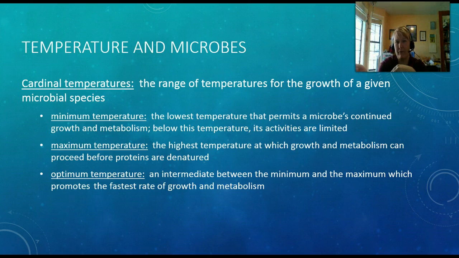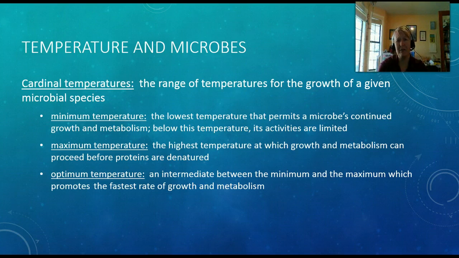This is a little bit more of a finite temperature, right? Because microbes can kind of live beyond the minimum temperature, especially if the environment's right. They pack up their suitcase and hibernate for winter. The maximum temperature, though, is where proteins denature. This is where things fall apart. So the maximum temperature is definitely much more of a stop point for these guys.